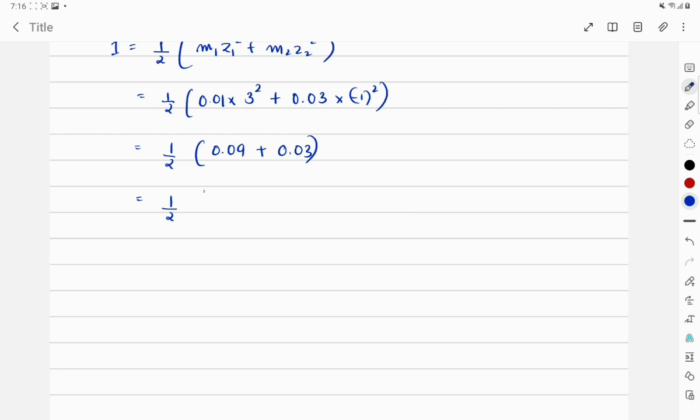Finally, half into 9 plus 3 is 12. So this will be 0.12, and on halving it, you will get 0.06. So this is going to be the final answer, the ionic strength of 0.01 molar LaCl3. Okay.